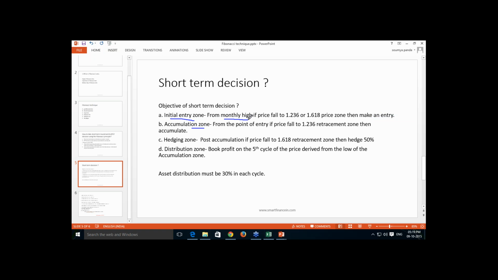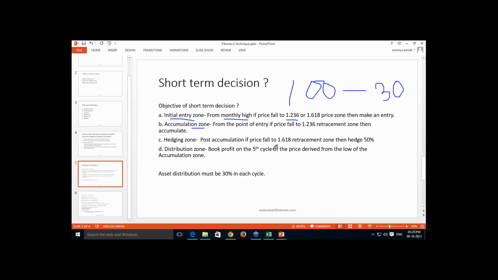From a monthly high, because here your objective is for a month, if the price falls to the 1.236 or 1.618 price zone as per Fibonacci, you can take the static method or dynamic method, whatever it may be. Once the price corrects to the 1.236 to 1.618 zone, then you should make an entry. Your asset distribution must be 30%. If you have 100 rupees in your pocket to invest, you will invest only 30 rupees. That should be your objective.